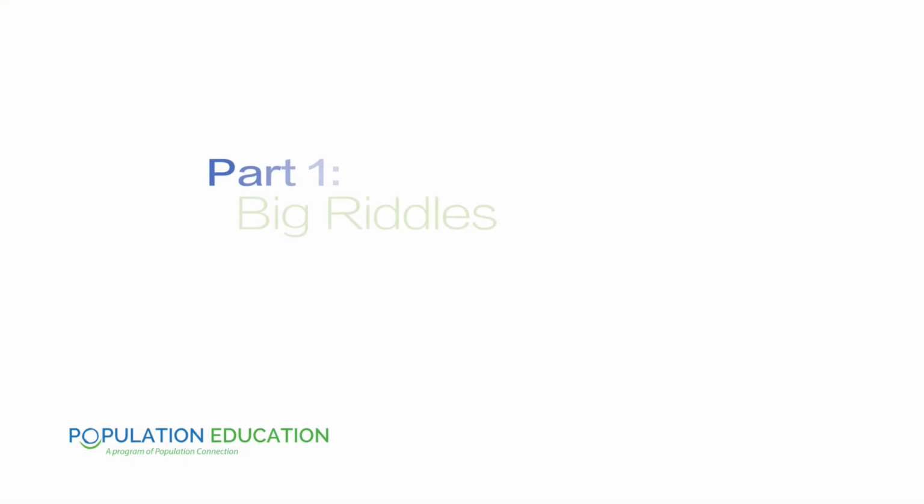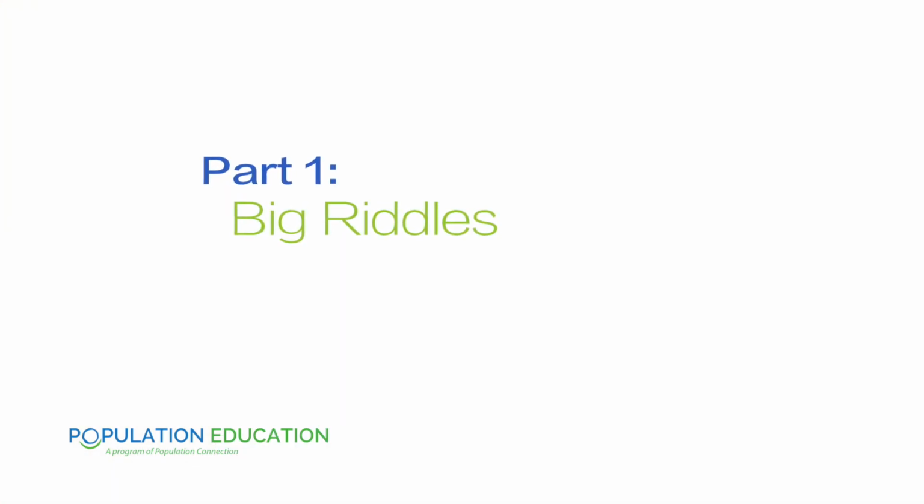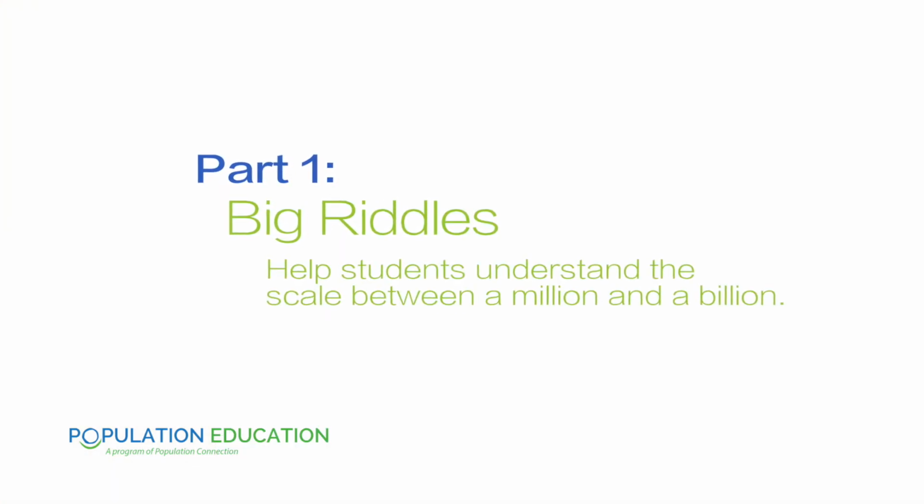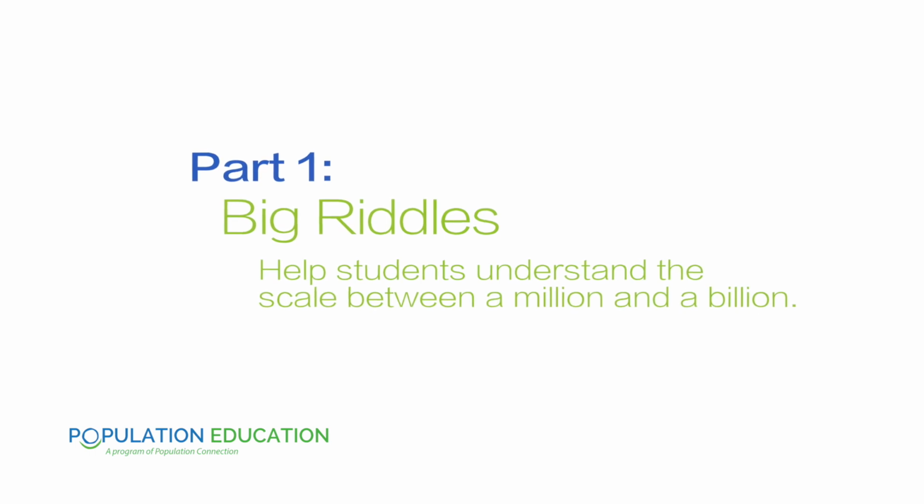Part 1 we call Big Riddles. And these are riddles that help students understand that idea of scale between a million and a billion. I'm going to give you one as an example. We call this one the rich uncle riddle.